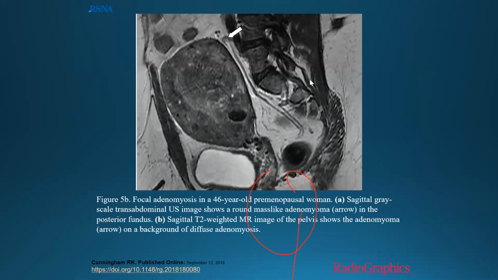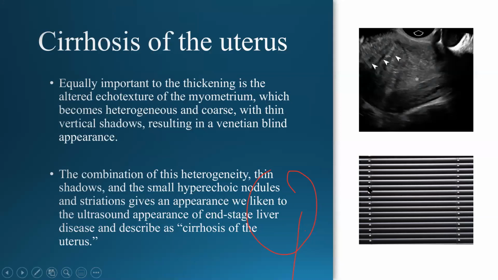What we call the cirrhosis of the uterus, they describe these thin shadows as the Venetian blind appearance. When you see Venetian blind, you may feel that Venetian is a very strange word, for those whose first language is not English. Venetian comes from Venice in Italy. They used to use these shutter windows, so it gives the same appearance. That's why they describe it as Venetian blind appearance.